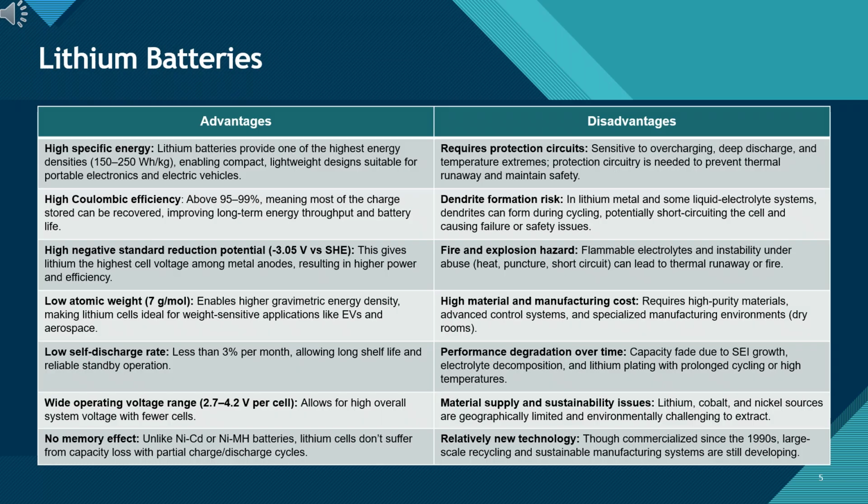But there are disadvantages we must always manage in production and operation. The biggest concerns are safety risks, such as fire or explosion if the cell is damaged or overcharged, and the formation of dendrites, which can lead to short circuits. Take a moment to look through the rest of the table on your own. You'll see how these advantages and limitations balance each other, and how careful design and control in manufacturing help us keep the benefits while minimizing the risks.